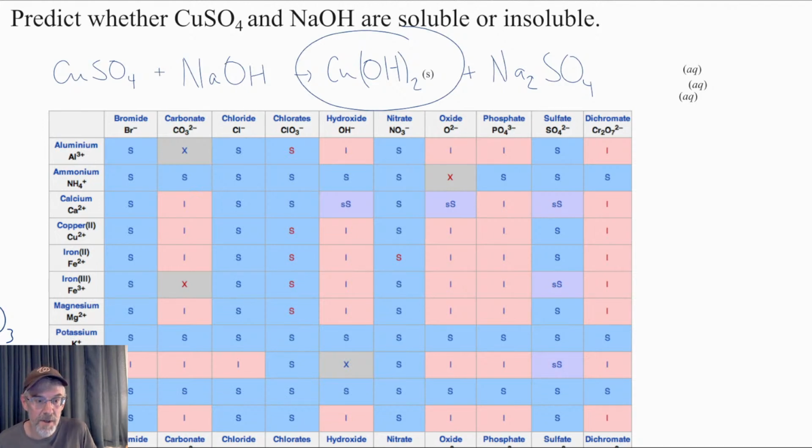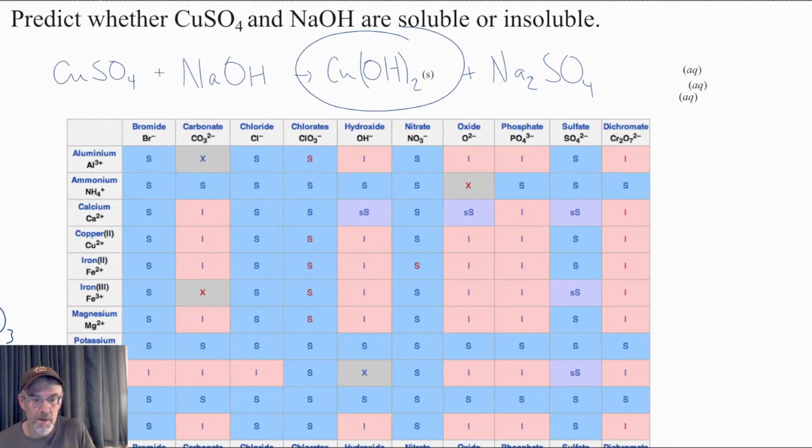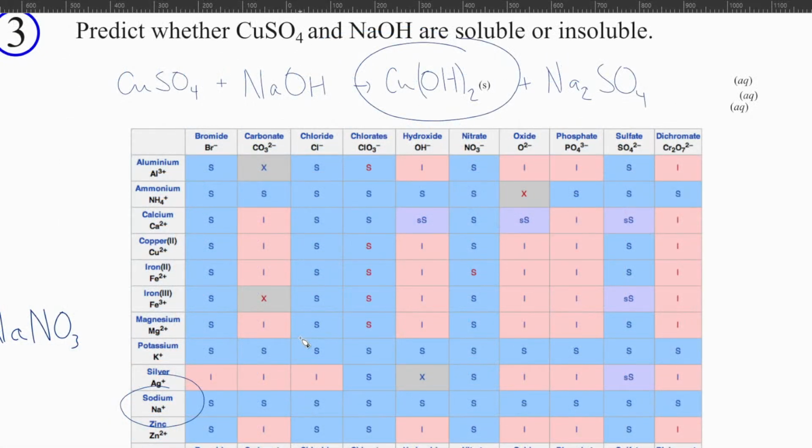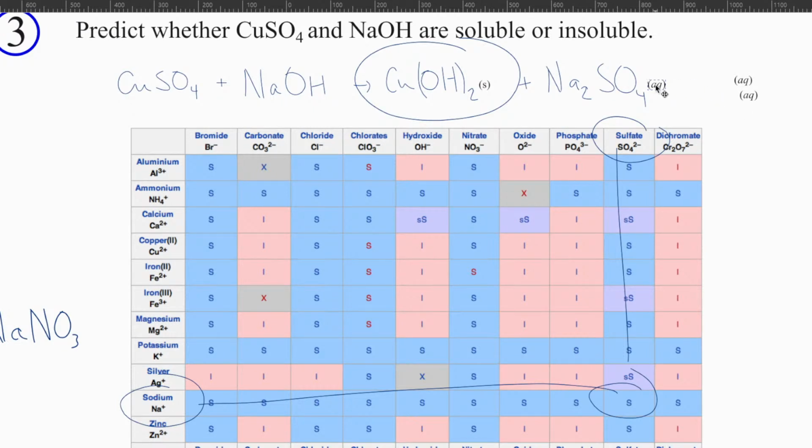If you look at sodium, sodium down here, you guys can't see that. I'm on top of it. Sodium and then sulfate, and we go across and we get that S. That's going to be soluble, so we put an aqueous. So really, that stuff that fell to the bottom, that's the solid. That's that blue stuff there in the bottom.